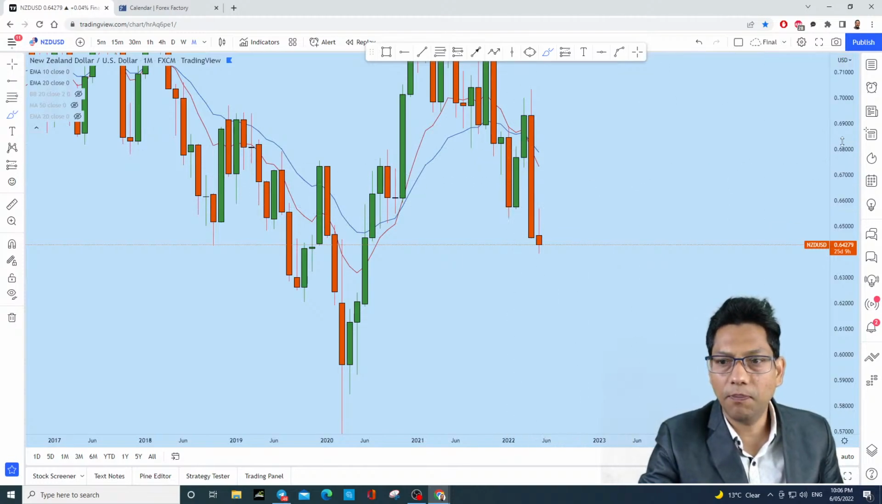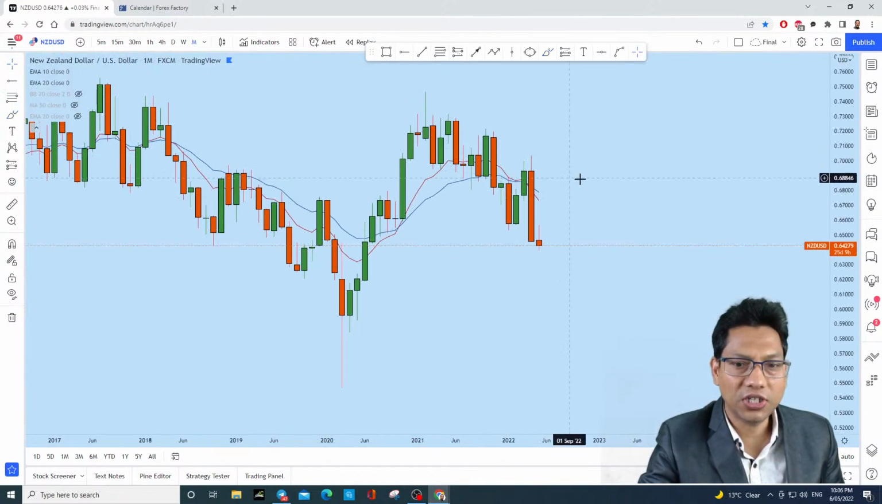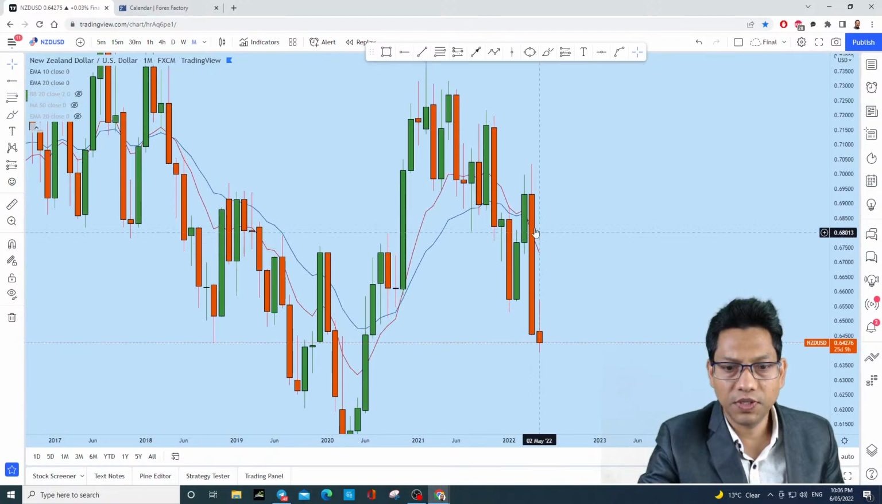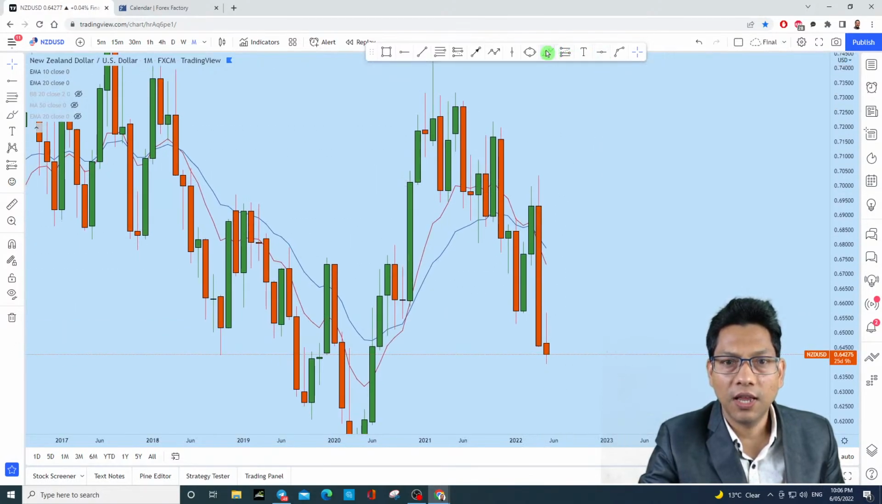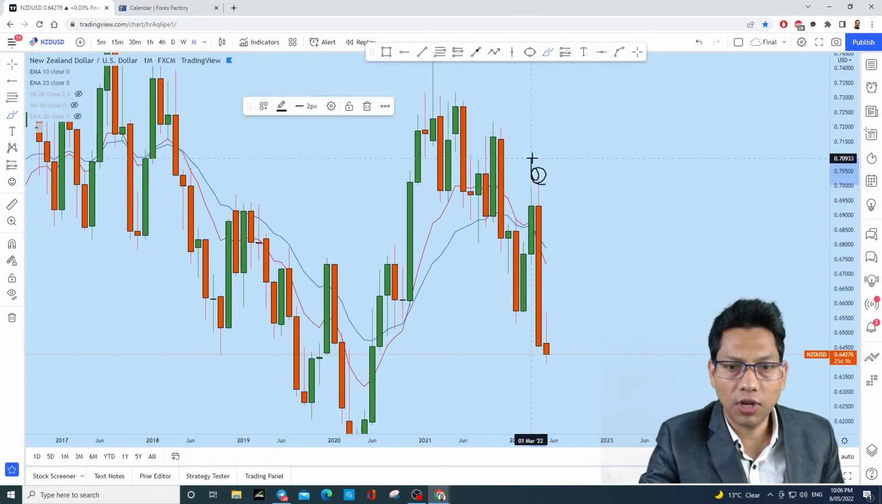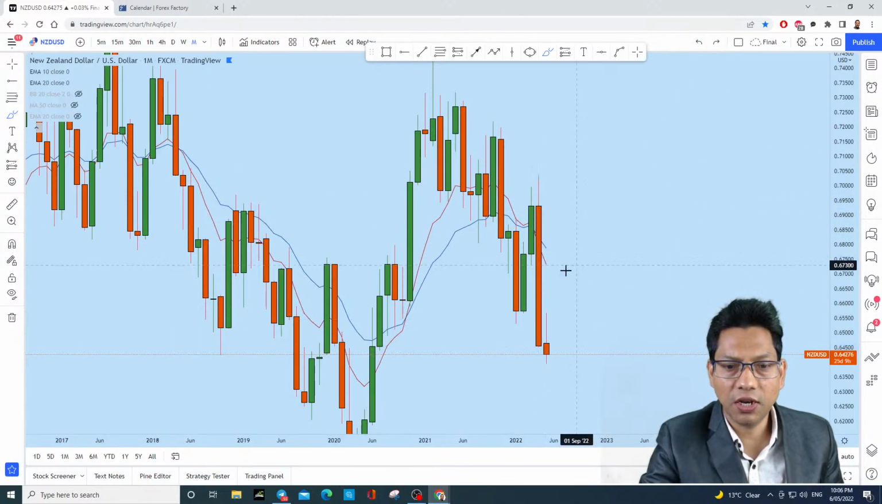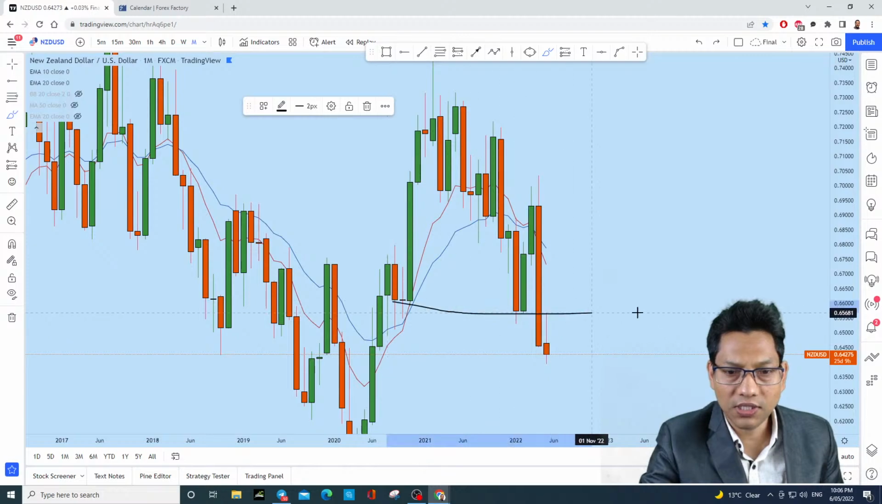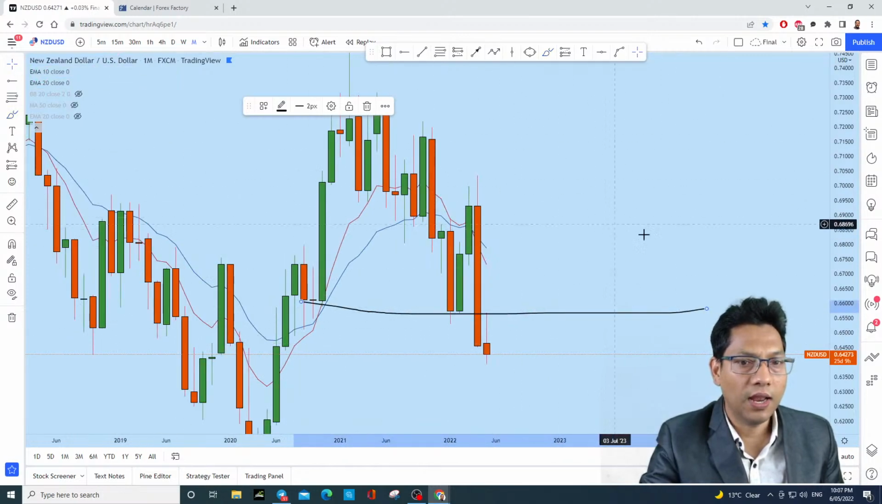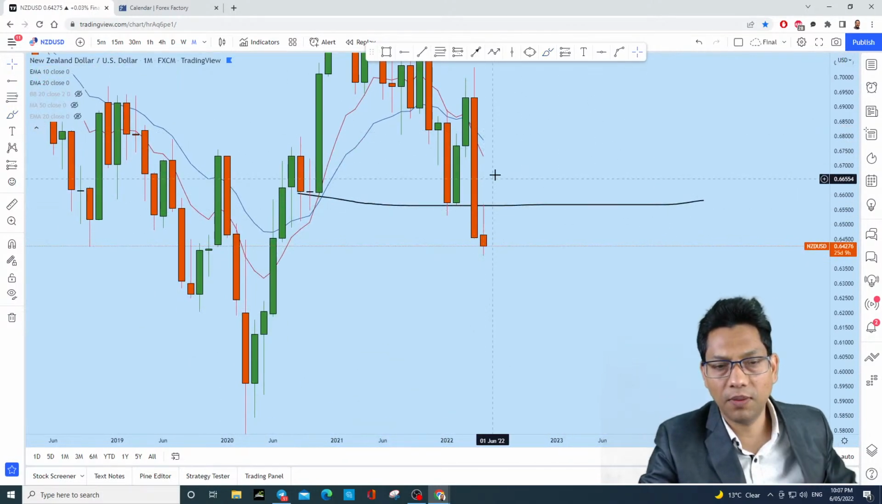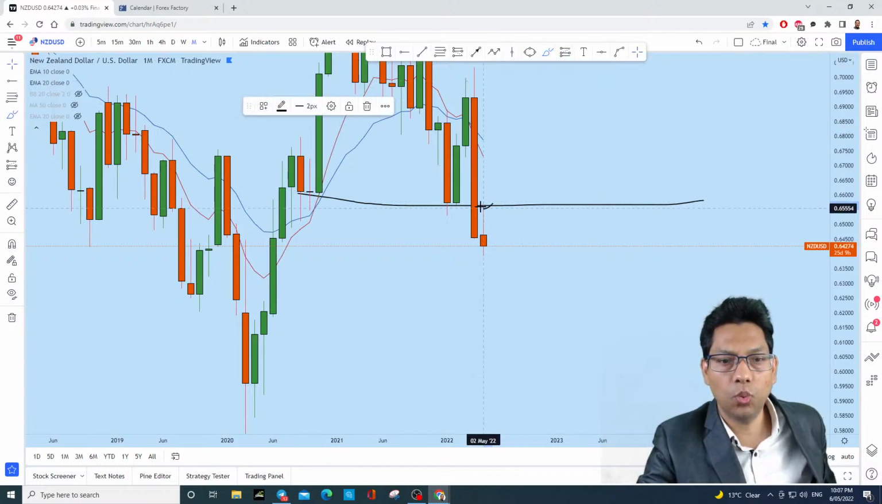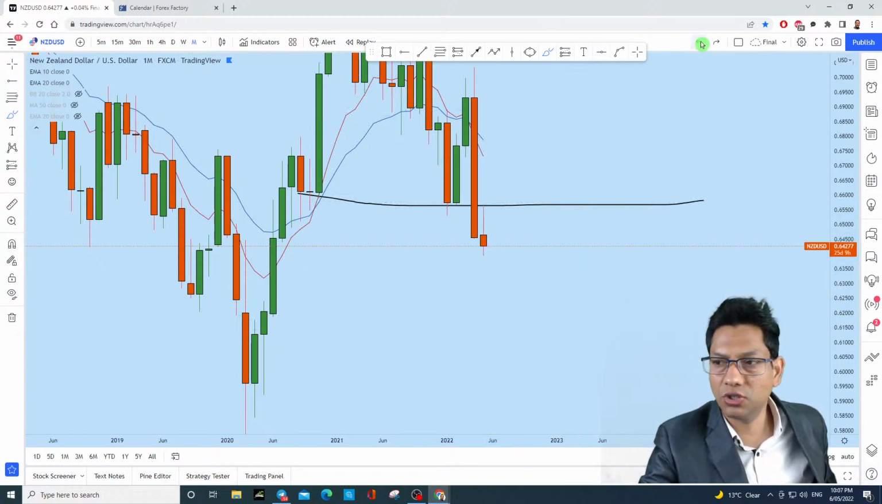But NZDUSD looks like it has tested this. You see, this is the monthly price action, looking bearish. This is the monthly candle, and we saw a strong bearish candle on NZDUSD close, breaking all these levels of support. Okay, now what happened after the monthly close? NZDUSD went above, tested this previous monthly support as a resistance, and then we saw a rejection to the downside.